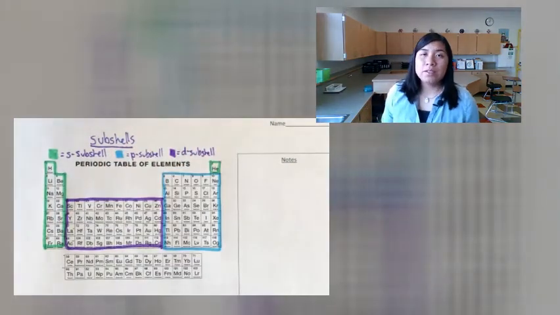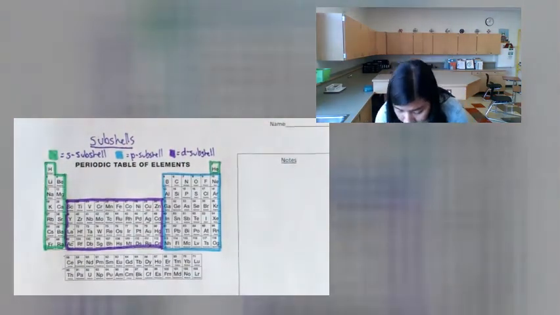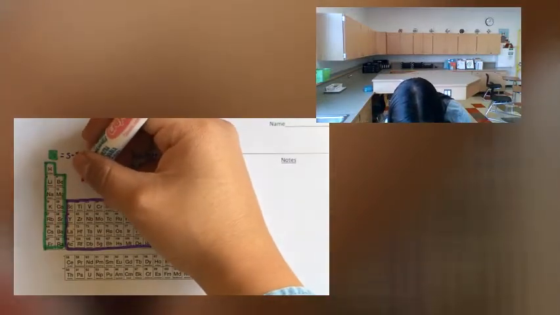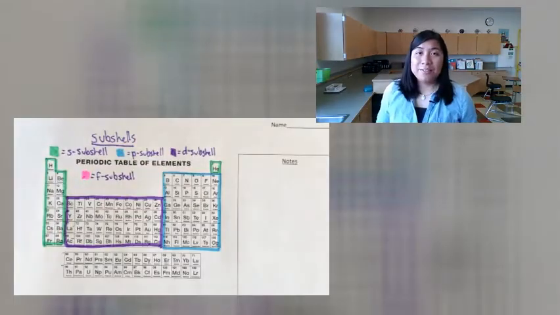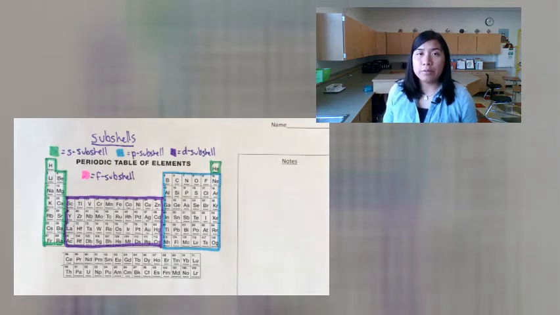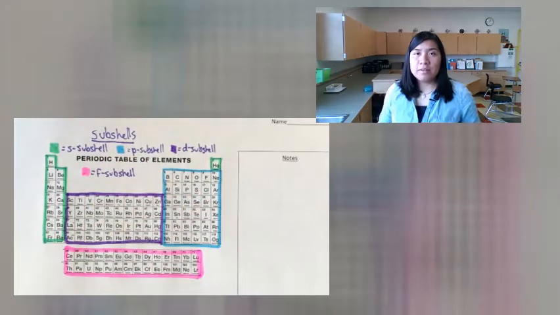And the final one is going to be the F subshell. I'm going to label that as pink. Now the F subshell are the last two rows that you see. So there we have it.